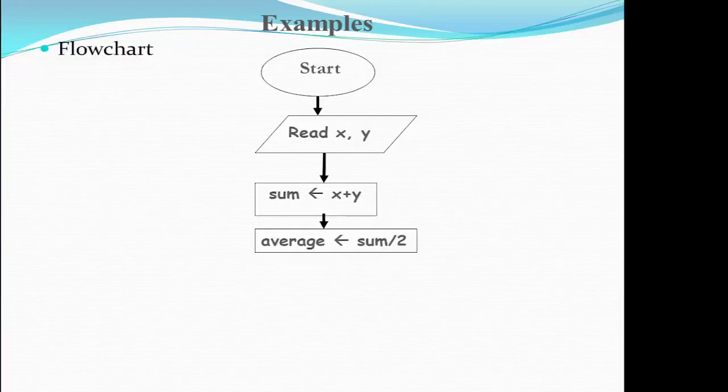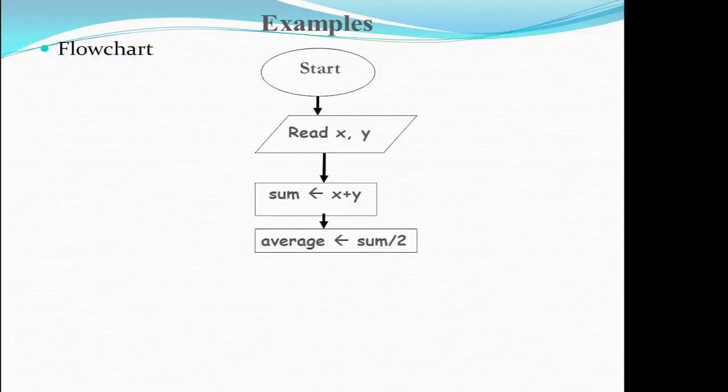This arrow shows that when we divide sum by 2, we get some result that is assigned to average. X plus y is assigned to sum. If x is 2 and y is 3, for example, 2 plus 3 is 5. 5 is assigned to sum. Sum is 5. So we divide 5 by 2. We get something. That thing is assigned to average. Average means the result.